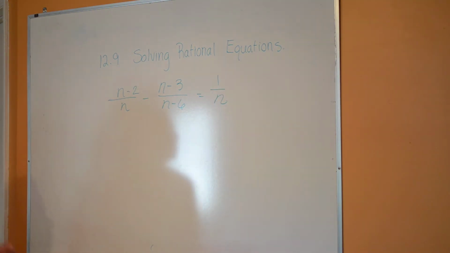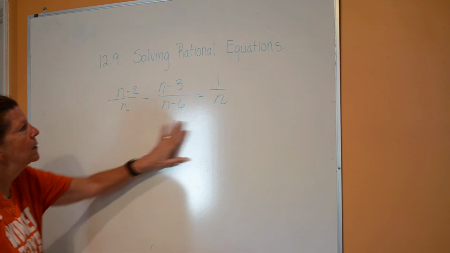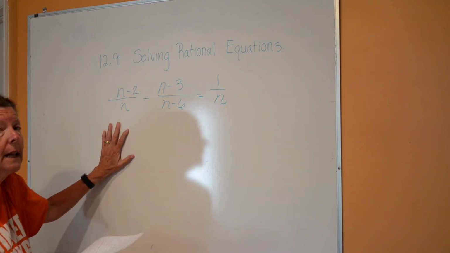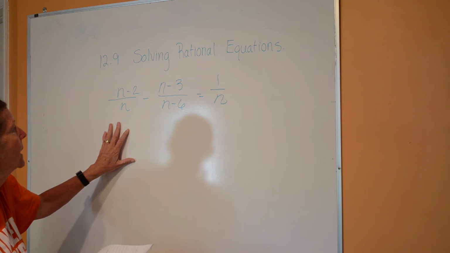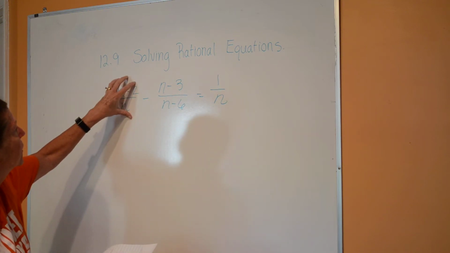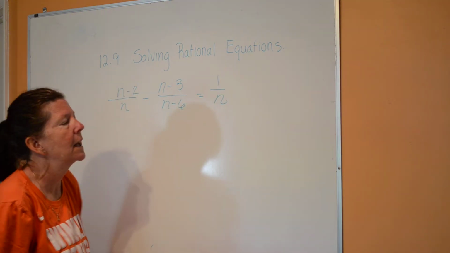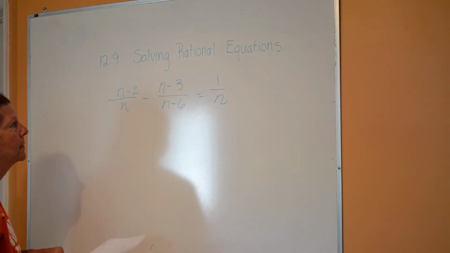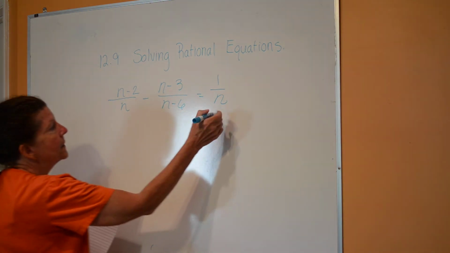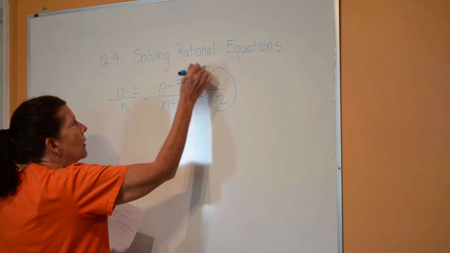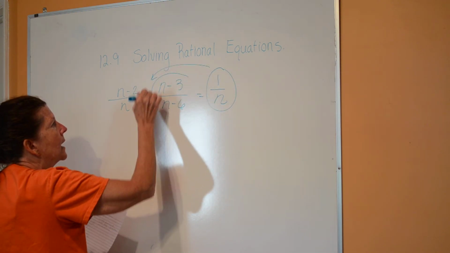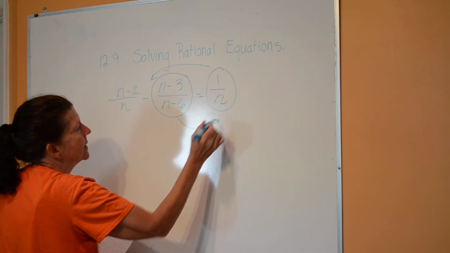There's not a right or a wrong way to start this problem, but what I would do is look across the board and ask, do any of them already have a common denominator? If you'll notice, this first term and the term on the other side of the equal sign have a common denominator. So I'm going to take this term over to this side, and I'll take this term to that side.